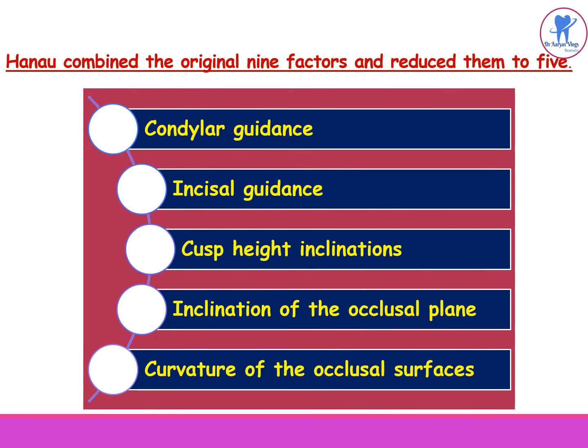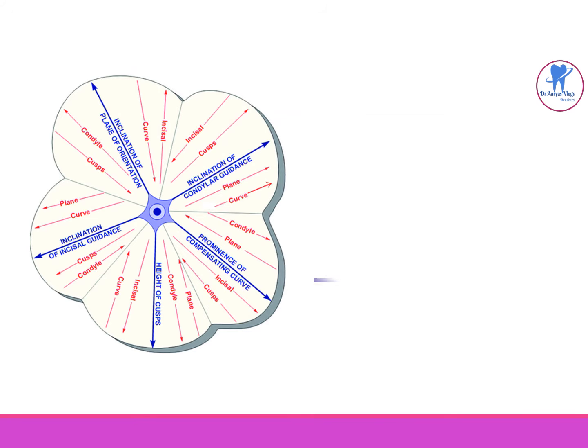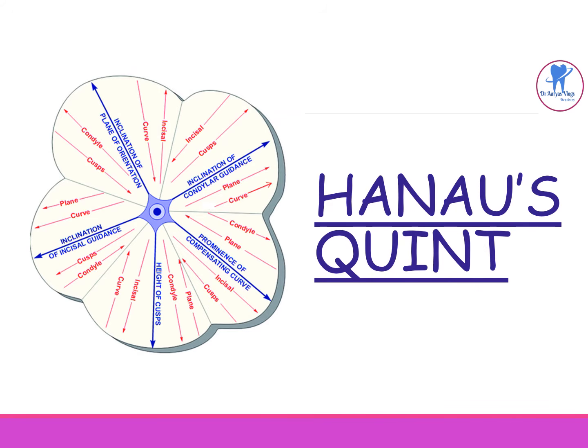Okay, so which are the factors? Condylar guidance, incisal guidance, cusp height inclinations, inclination of the occlusal plane, and curvature of the occlusal surfaces. So these are very important factors which affect the balanced articulation. So this is Hanau's quint.